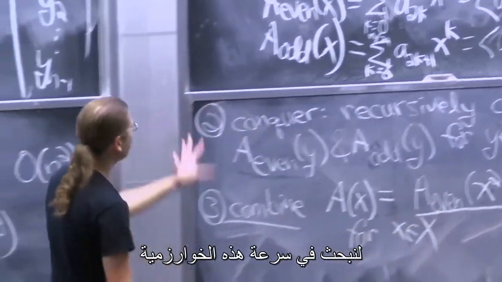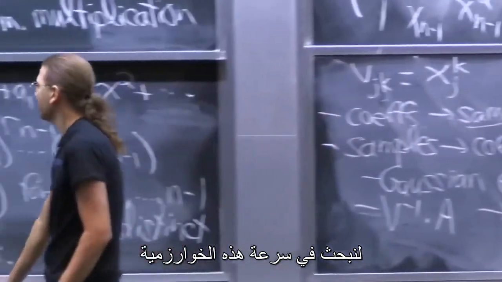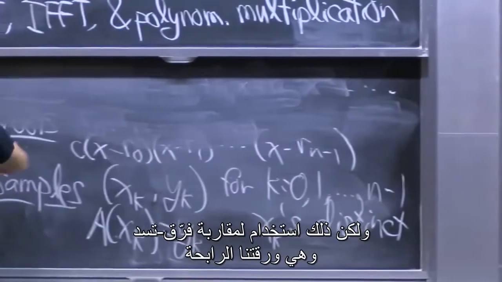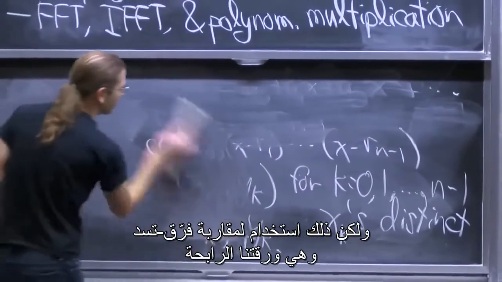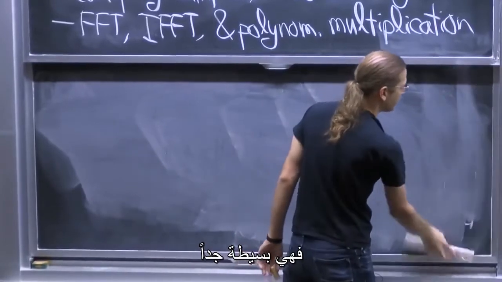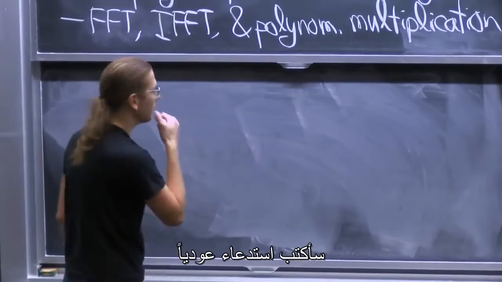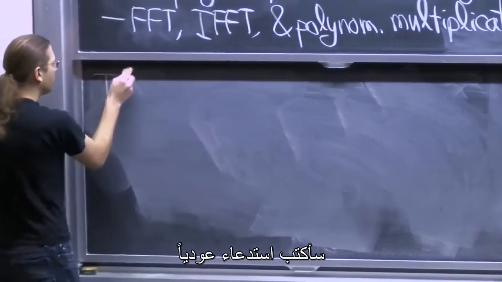So let's try to figure out how fast or slow this algorithm is. But that is a divide and conquer. That is going to be our golden ticket. It's pretty simple. But we're going to need another trick. So I'm going to write a recurrence.